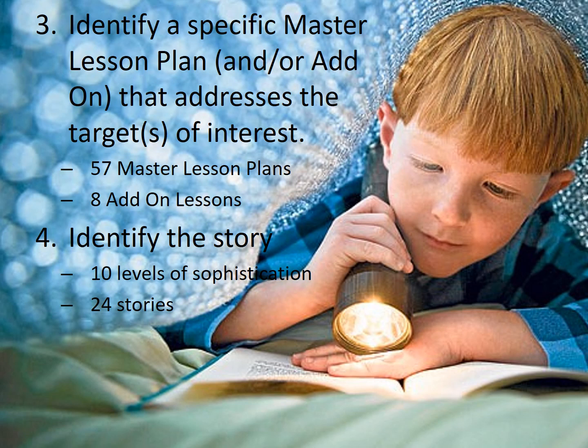The next thing you need is identify a specific master lesson plan and or the add-on that addresses the targets of interest. Keep in mind there are 57 master lesson plans and 8 add-on lessons. While that seems overwhelming, the idea is to make sure that we have enough flexibility to work for kids who are preschool all the way to 3rd grade, and for all the different arrangements like large group, small group, and individual. So it's a very flexible curriculum, and the manualized parts are right in the master lesson plans.